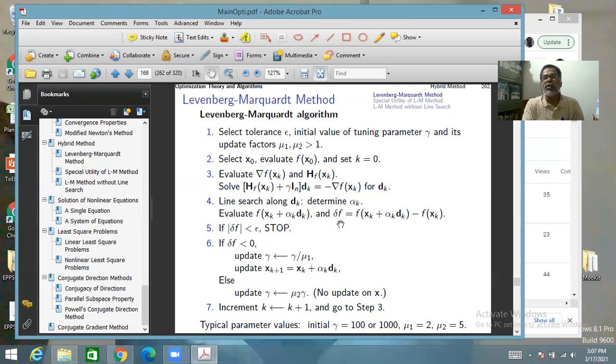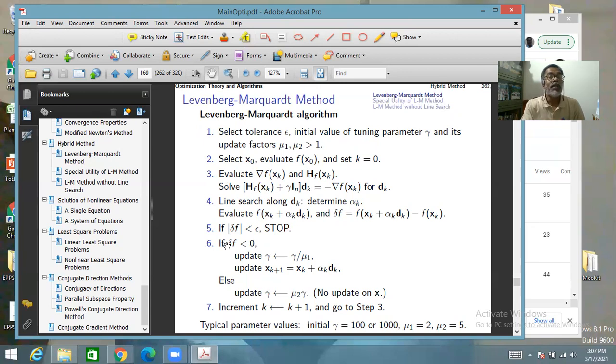Now, if this change is extremely small, less than the tolerance that you have taken, that means you have converged. Initially, it may not happen, but for some value of k, it will happen. That is what is expected, right? So if it is too small, then stop. Otherwise, you will come down.